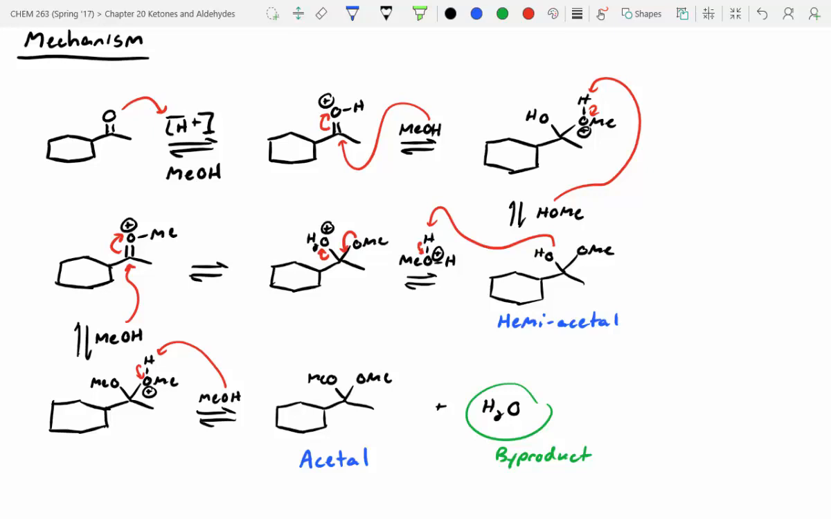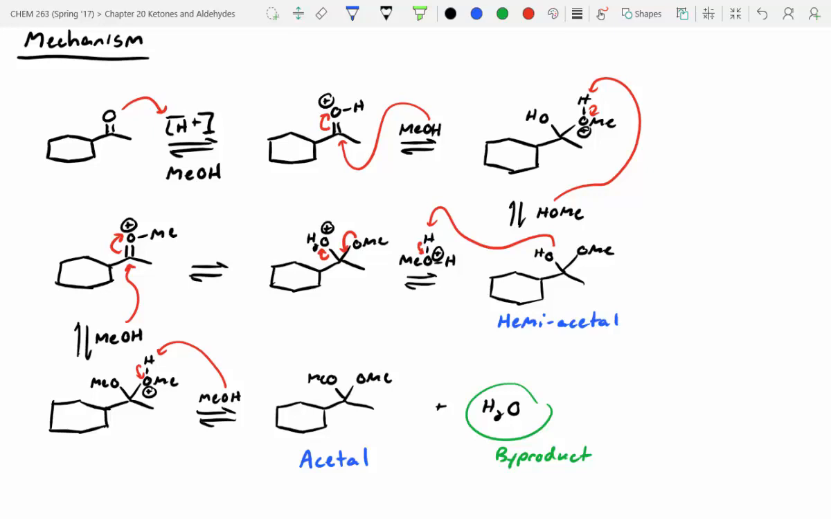Okay, so Le Chatelier's principle, how can we shift this equilibrium back to our starting material side? Water. Add in a bunch of water, right? If we flood this reaction with water, we will favor the ketone. What if we want to favor the acetal? What can we do? Dehydrating. Yeah, remove the water from the reaction. So this is commonly how we can favor formation of our acetal or a ketone, is by how much water we put in or remove from the reaction.